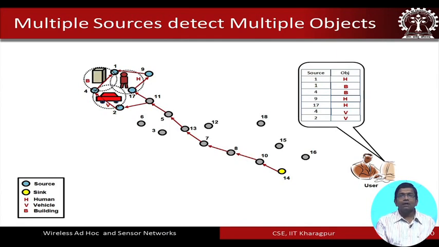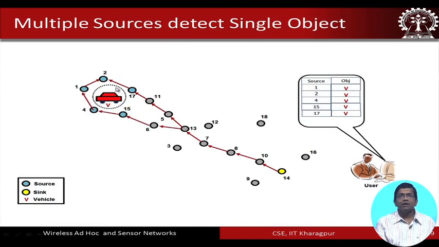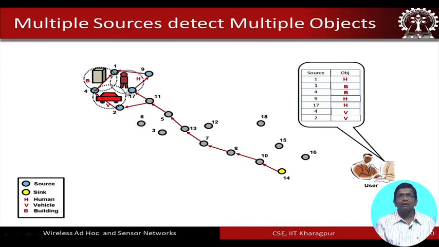Another example of multiple sources detecting multiple objects. So, here you see that earlier also we had the case of multiple sources detecting, but it was a single object which was detected together by them. But here we have multiple sources and multiple objects together. So, multiple sources detect multiple objects. So, this is what is depicted over here.